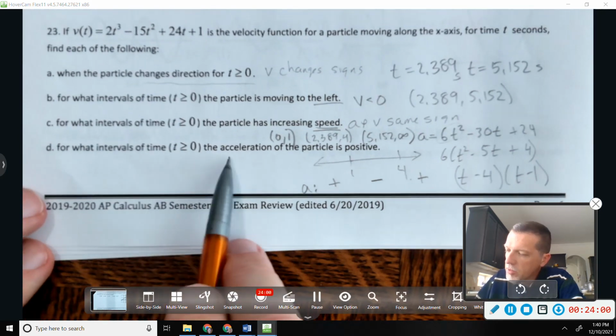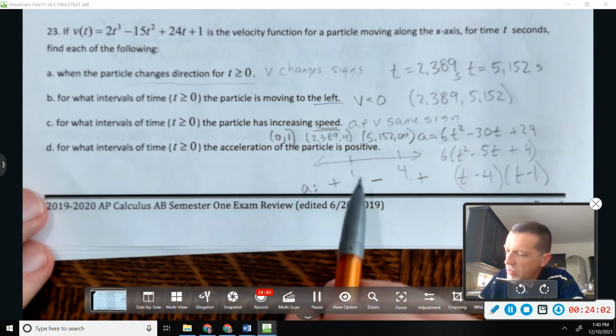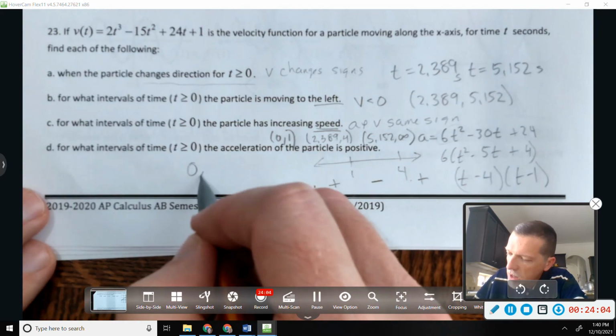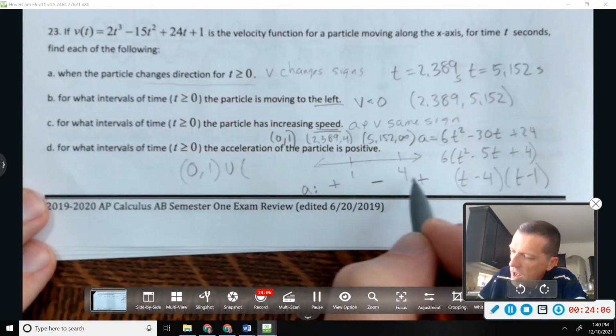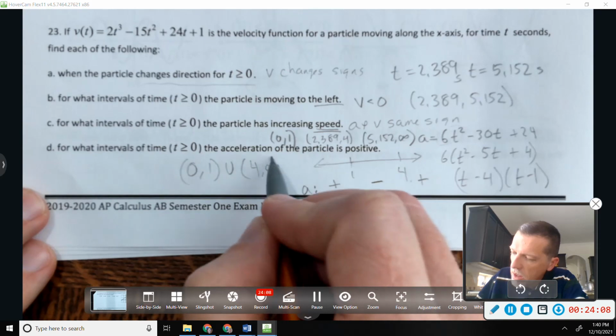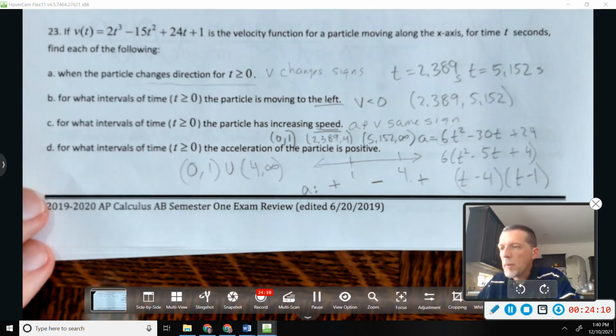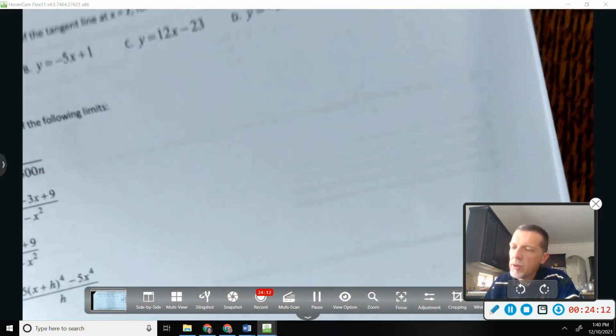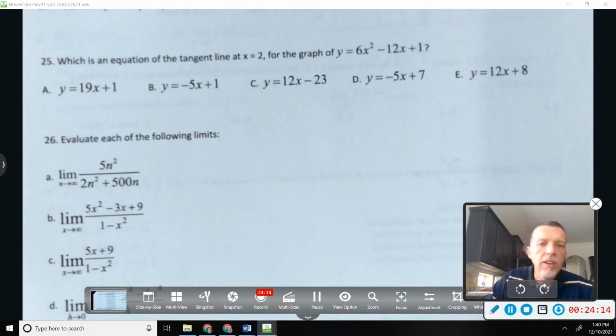For what time intervals is the acceleration positive? We just found that out. 0 to 1 and 4 to infinity. Alright, I'm going to stop the video there and we'll pick up the no calculator section in a different video.